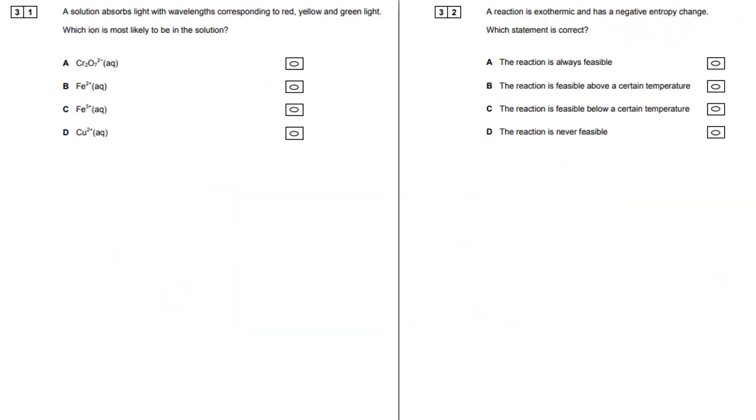Question 31. A solution absorbs light with wavelengths corresponding to red, yellow and green light. Which ion is most likely to be in the solution? So remember, with transition metals or any solutions, light passes through them. Light of certain wavelengths will be absorbed. The light that is not absorbed is going to be passed through or transmitted and seen. So if it's absorbing red, yellow and green, the solution will not appear as red, yellow or a combination of those, or green.